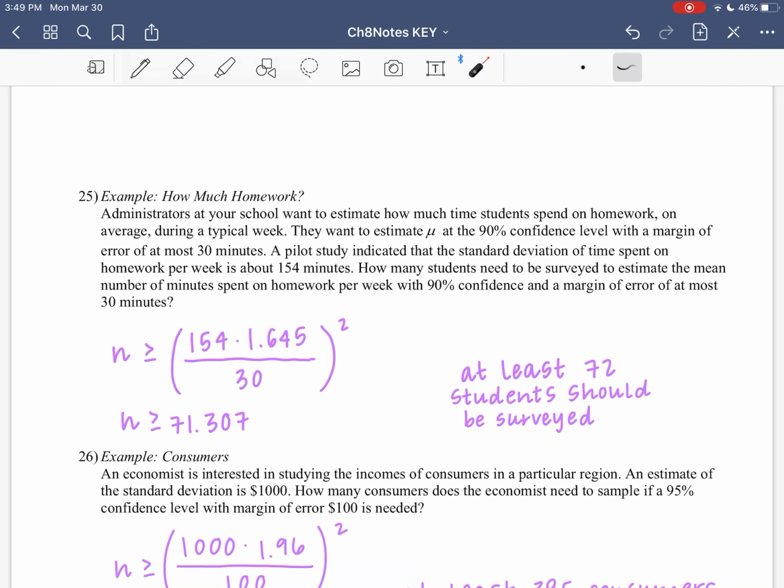Administrators at your school want to estimate how much time students spend on homework on average during a typical week. So we're trying to estimate a population mean. We want to estimate this with 90% confidence and a margin of error of at most 30 minutes. Our pilot study indicated that the standard deviation of time spent on homework per week is about 154 minutes. So remember, we need that standard deviation in order to fill that in our formula. Our question: how many students need to be surveyed to estimate the mean number of minutes spent on homework per week with 90% confidence and a margin of error of at most 30 minutes?